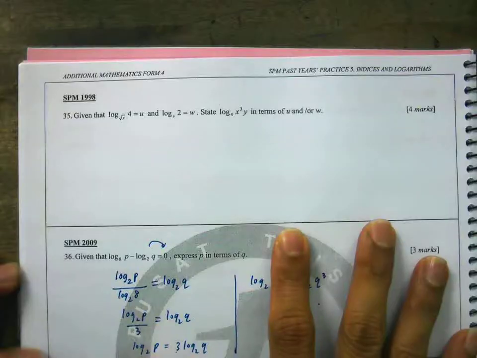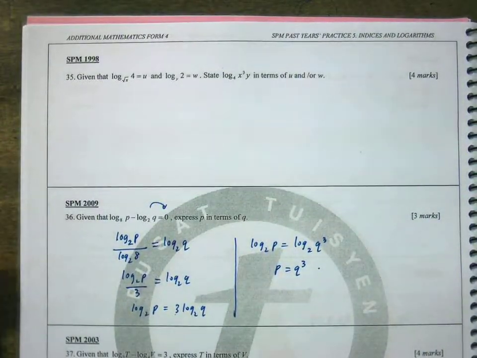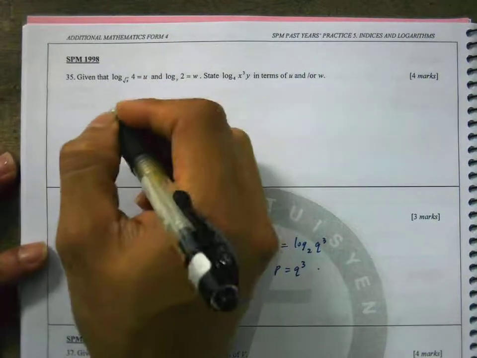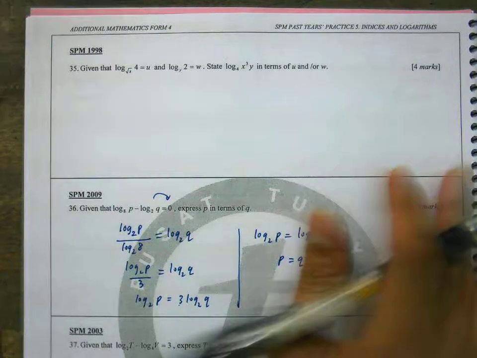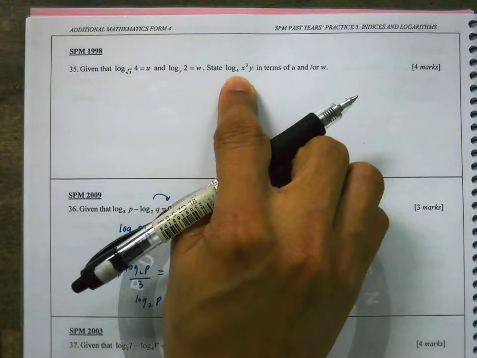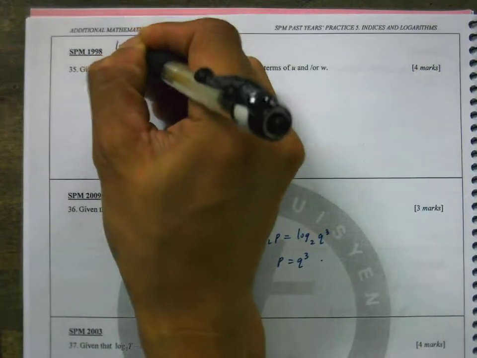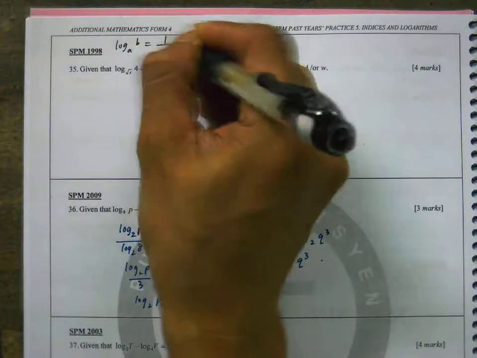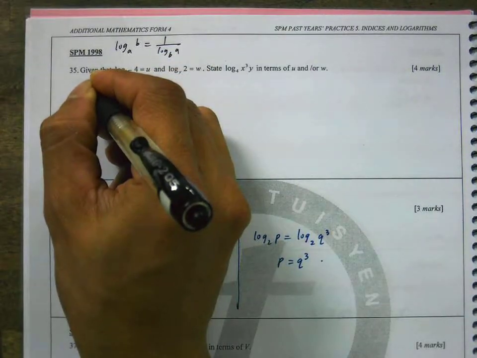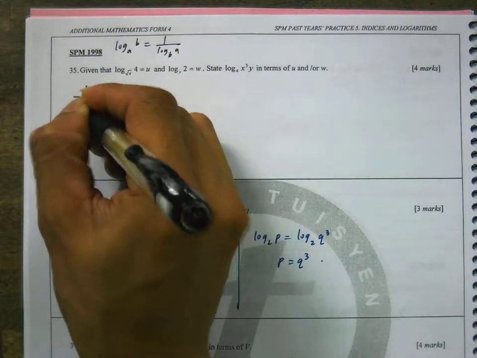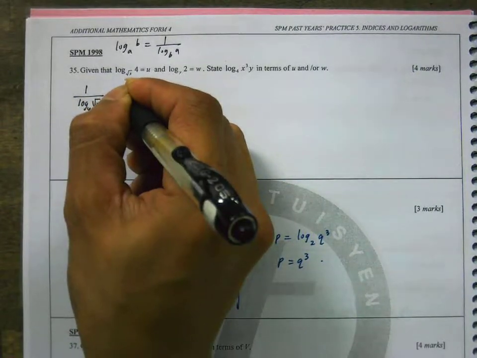This is question 35, the SPM 1998 question. They probably give you too little space, because we need to change the base first. There are a lot of ways to do it, but I think it's easier if we change this base to base 4. Now you notice that log_a b can be changed to 1 over log_b a. So I'm going to change this to 1 over log base 4 of square root x. I switch the position, the result is u.